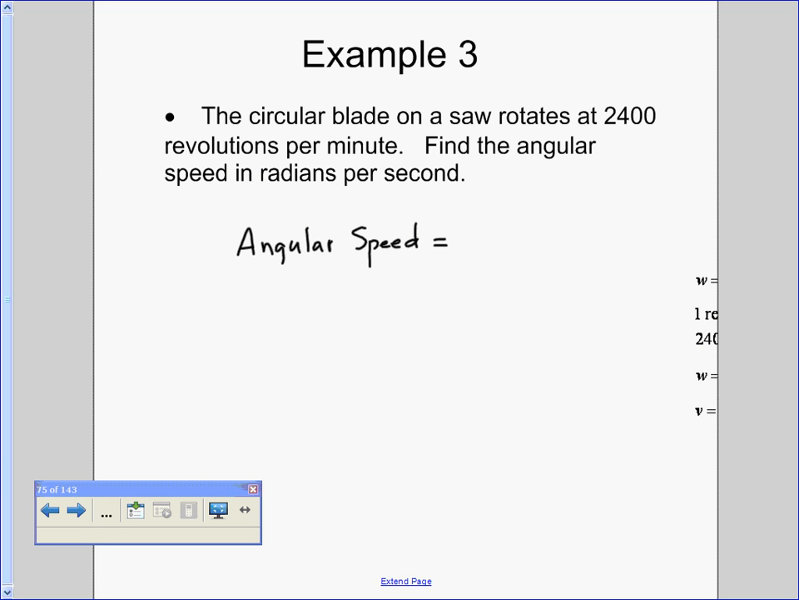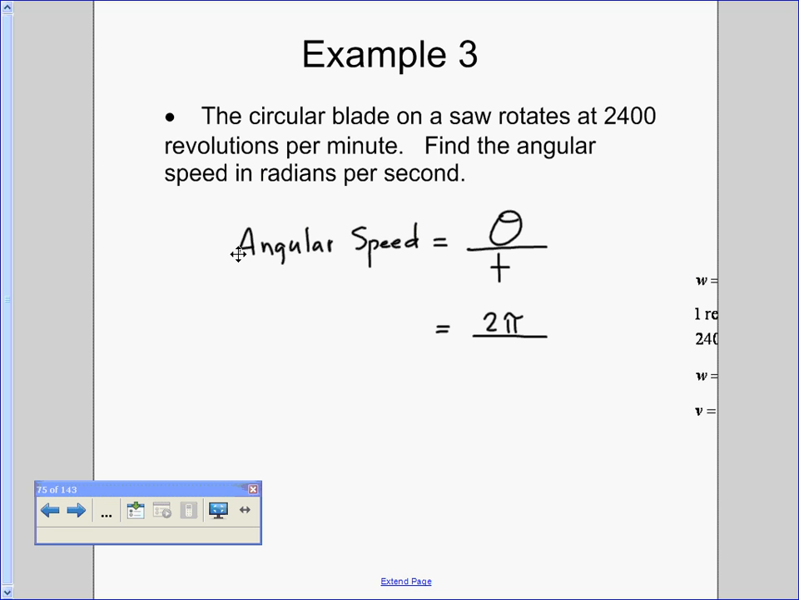Okay, we know the angular speed is going to be our angle measure in radians divided by our amount of time. So it doesn't tell us a certain angle, but it tells us it makes 2,400 revolutions in 1 minute. So instead of talking about 2,400 revolutions, let's say 1 revolution, which in radians, 1 revolution around a circle is going to be 2 pi. Okay, and the amount of time it's going to take to do that.